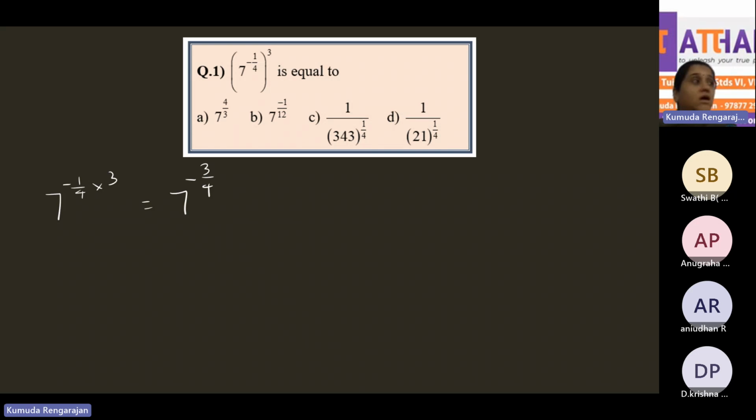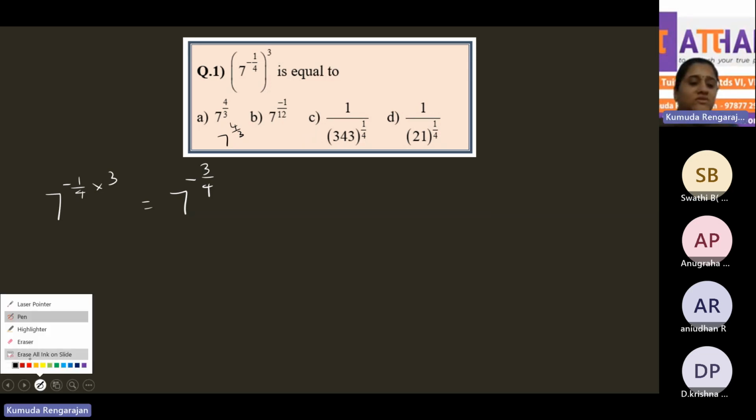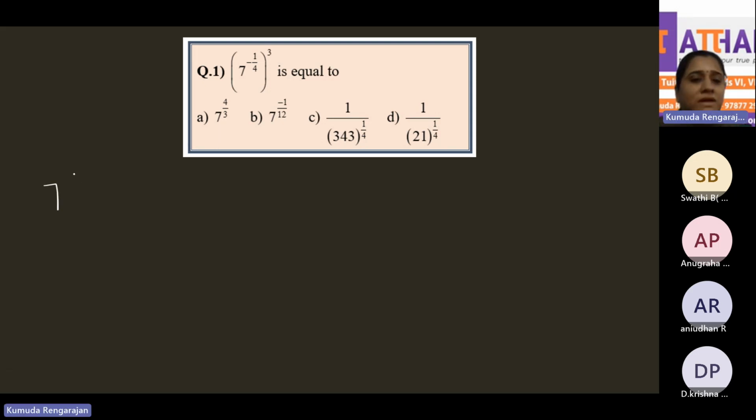And somebody said A. A is 7 to the power 4/3, but we have 7 to the power minus 3/4. Option C. You also say C, Niveda? Okay, C. Swati also C, is it? So 7 to the power, when you multiply with minus 3/4. Now it's not the first one or the second one. How do you make the negative power positive?